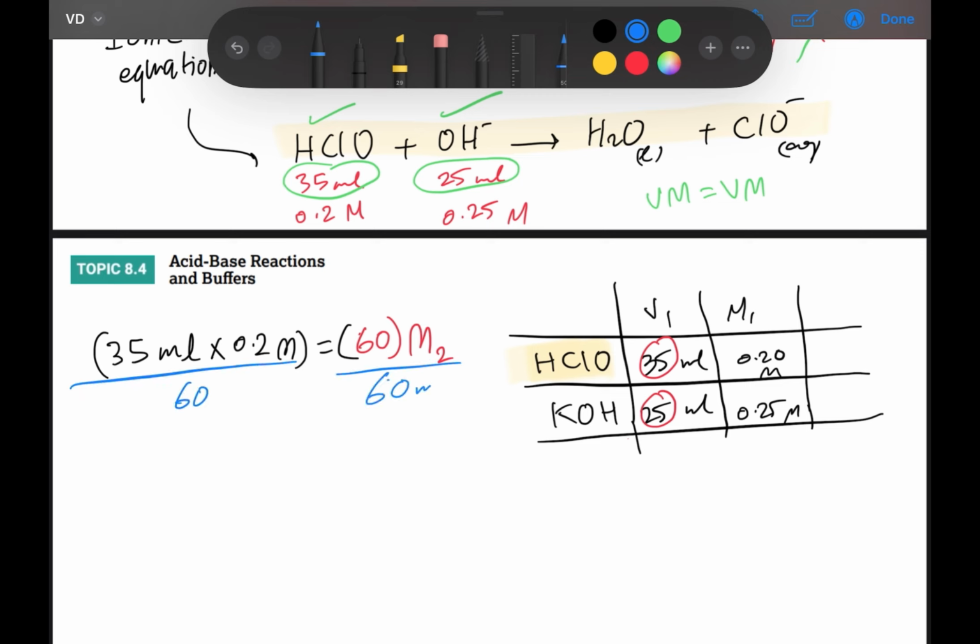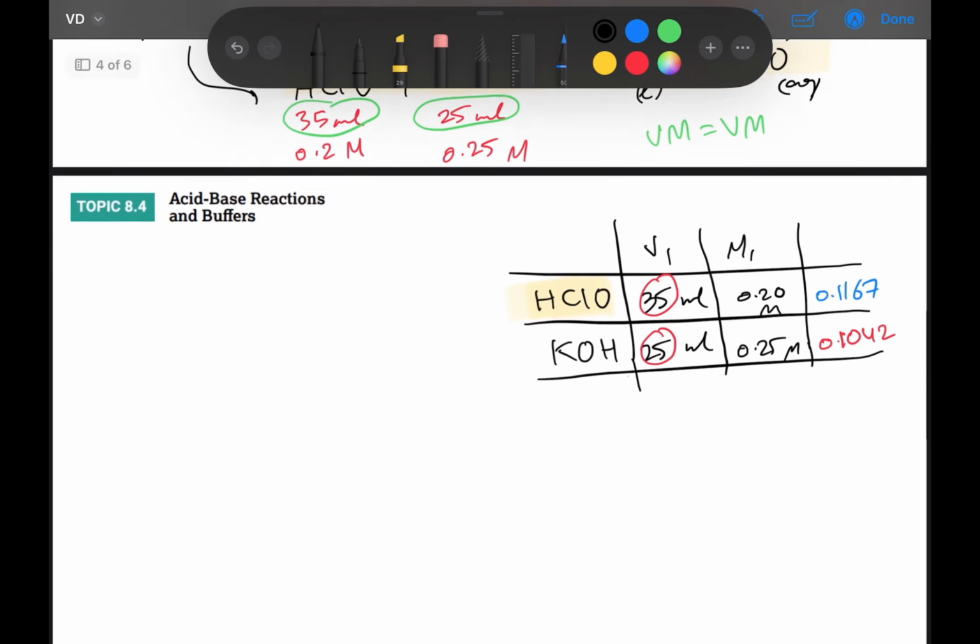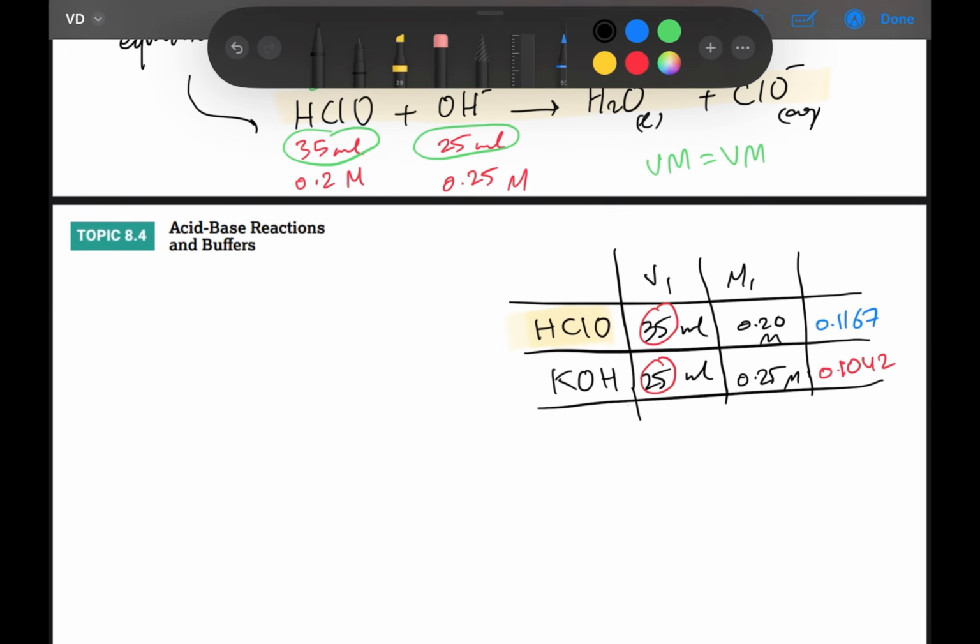Just keep in mind this is in milliliters. Don't forget the units. You will end up with a new molarity of 0.1167 for hypochlorous acid. We do the same procedure for potassium hydroxide, and it equals 0.1042. This is good so far. Now I'm going to do the same procedure as in the previous example and write the net ionic equation for my reaction. We have H2O and ClO negative.